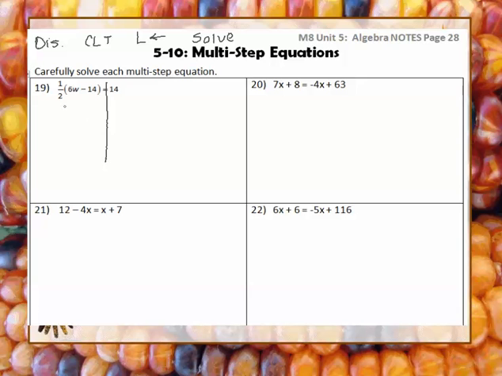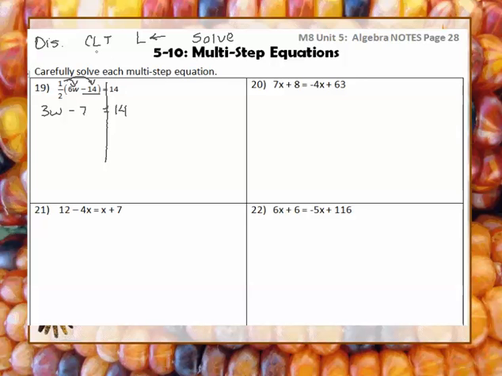Do I have any distributive property? Well, I do. I'm distributing this 1/2 to both of those. And remember, it's a negative 14. So 1/2 times 6w is going to give me 3w. 1/2 times negative 14 gives me negative 7, and that equals 14.